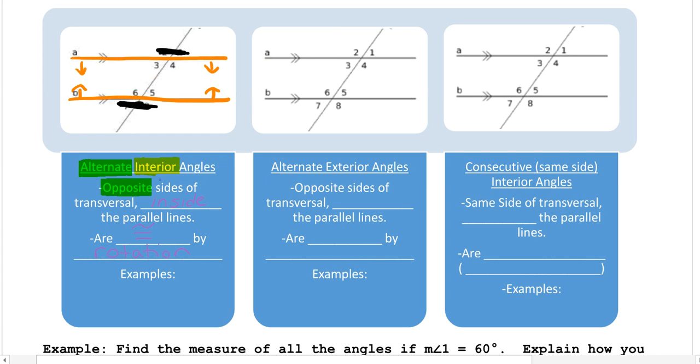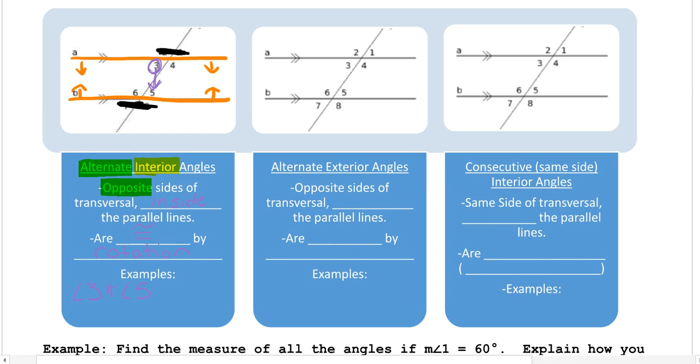So with alternate interior angles, they need to be inside the parallel lines on opposite sides of the transversal. If I am focusing on angle 3, that is on the left side of the transversal. If I am looking for an angle on the opposite side of the transversal that is congruent by rotation, that is going to lead me to angle 5. So angle 3 and angle 5 are alternate interior angles and are congruent.